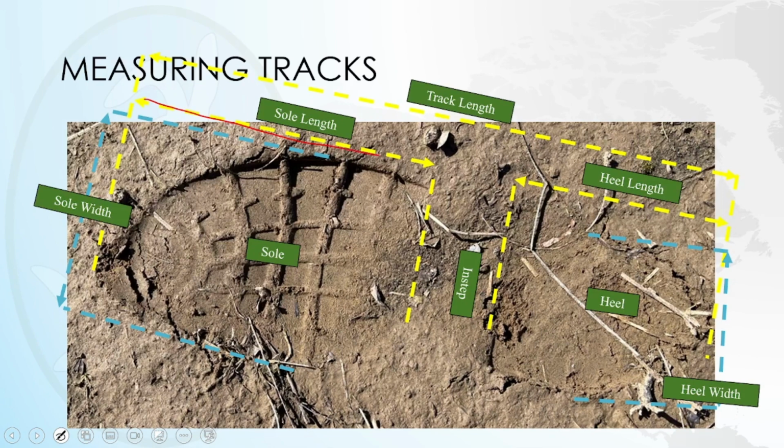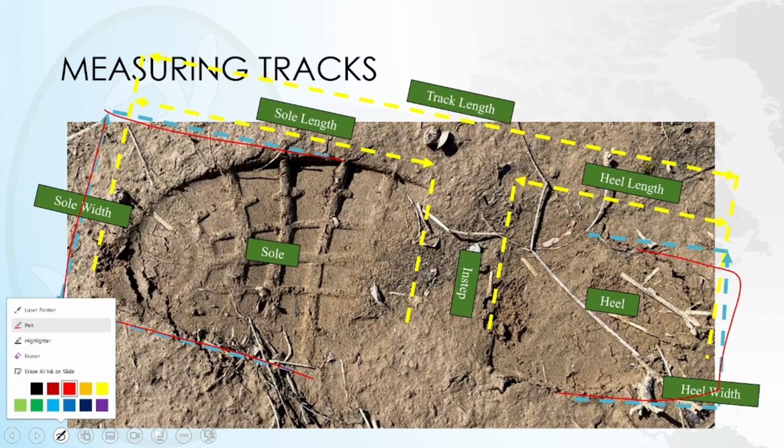Sole length is another measurement we want to take. The impression of the sole, the same thing with the heel. In the middle here, we have the instep. This is another measurement that we can take as well. The instep length. Again, the sole is going to be the front part of the foot. The heel is going to be the back, but we want the sole length, the heel length, the width of the sole, and then the width of the heel. Those are measurements we want to take as well.